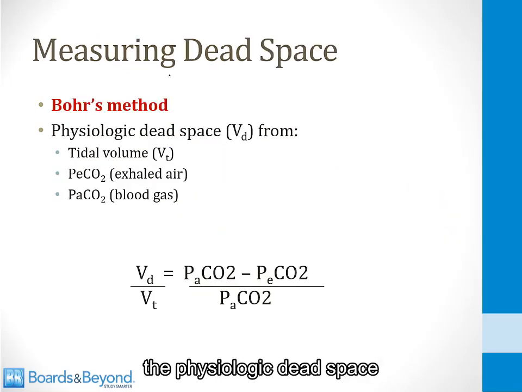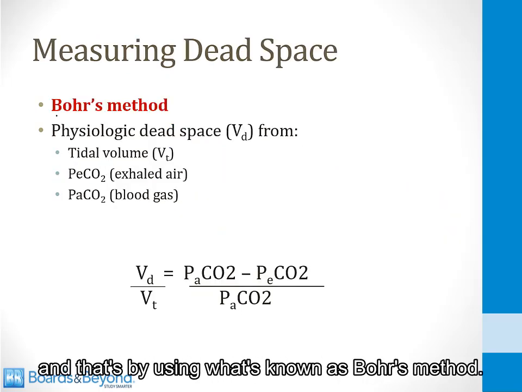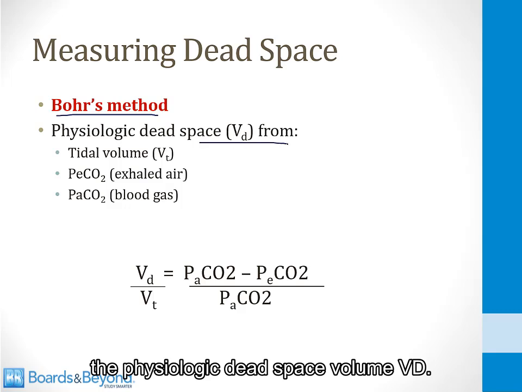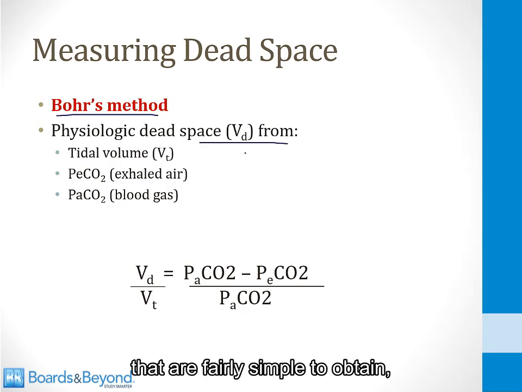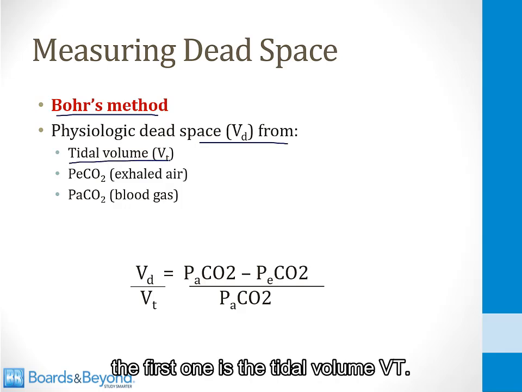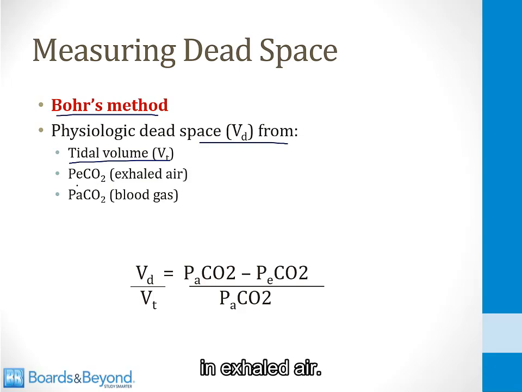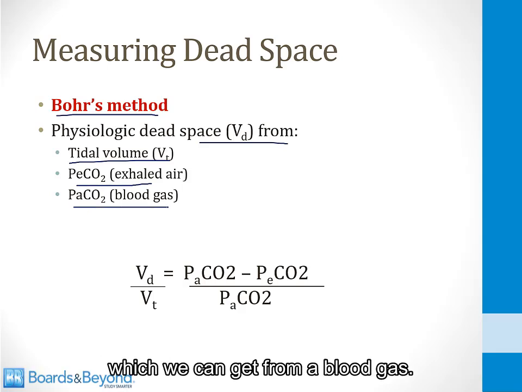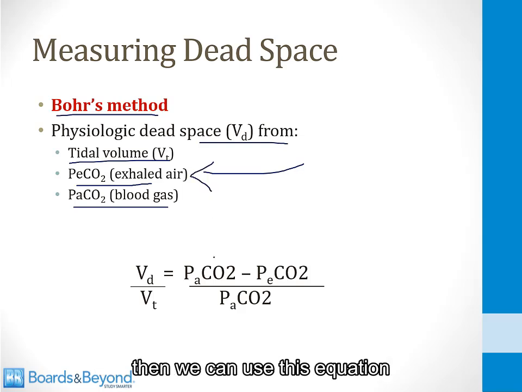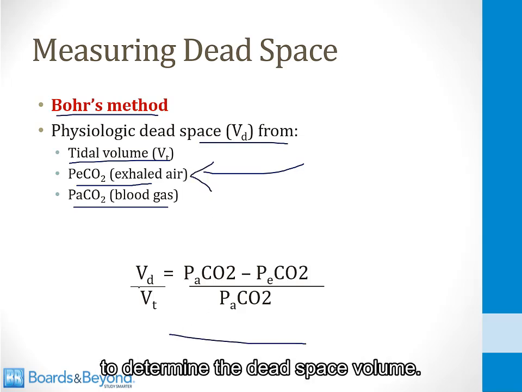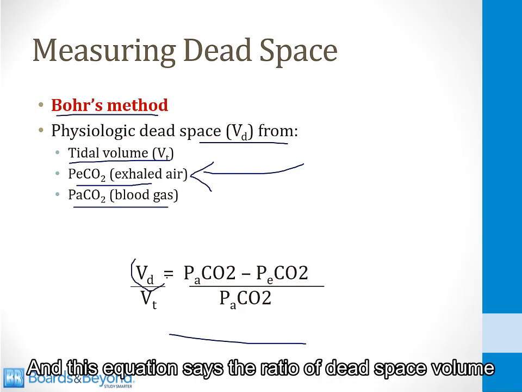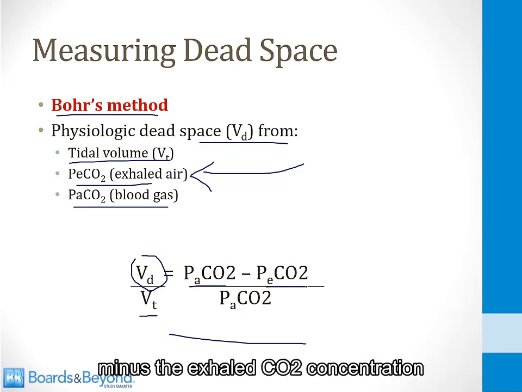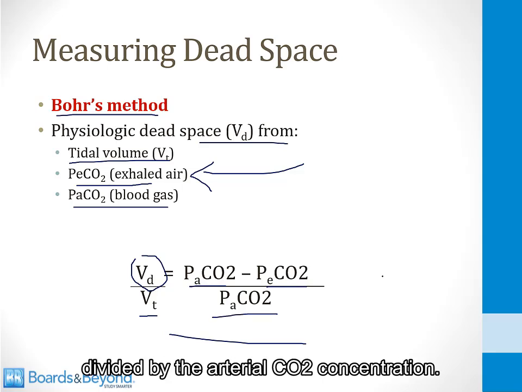There is a way that we can measure the physiologic dead space, and that's by using what's known as Bohr's method. Bohr's method says we can determine the physiologic dead space volume Vd if we know three parameters that are fairly simple to obtain. The first one is the tidal volume Vt, the second one is the concentration of carbon dioxide in exhaled air, and the third one is the concentration of carbon dioxide in the arterial system, which we can get from a blood gas. So if we know these three parameters, then we can use this equation to determine the dead space volume. And this equation says the ratio of dead space volume to tidal volume is equal to the arterial CO2 concentration minus the exhaled CO2 concentration divided by the arterial CO2 concentration.